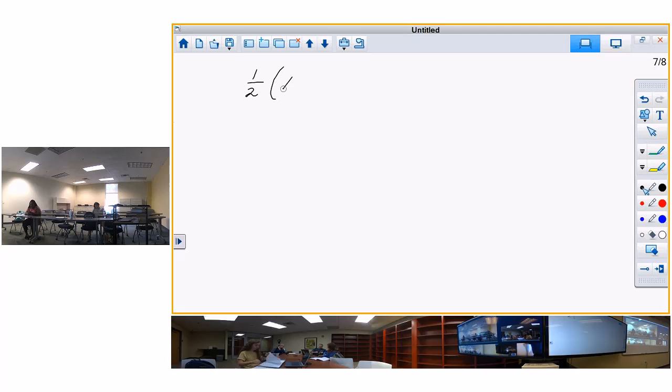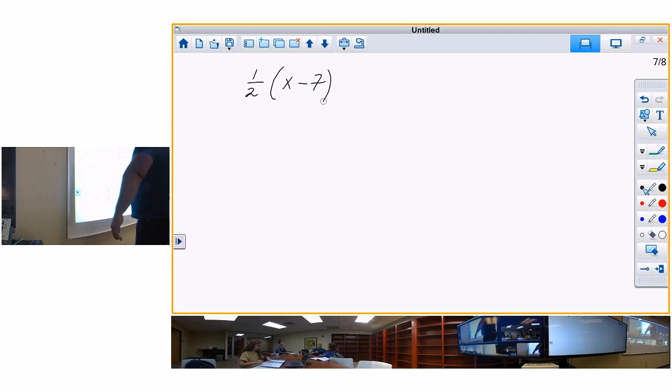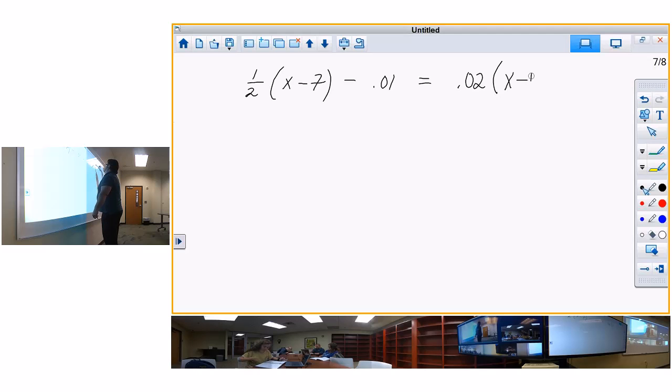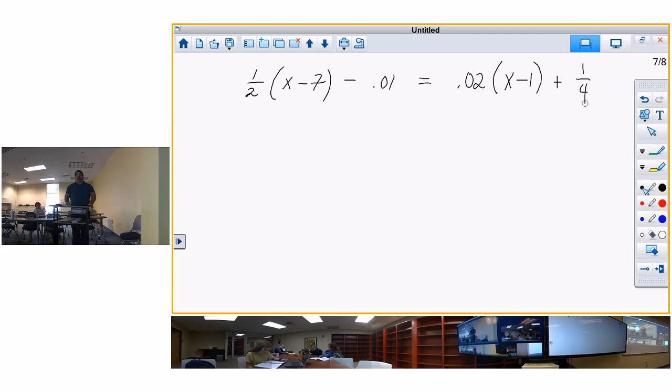1/2 x minus 7 minus 0.01 is equal to 0.02 times x minus 1 plus 1/4. Now this one I would concentrate on the decimals, and you may be able to clear all 4 of them if you pick wisely with the decimals.